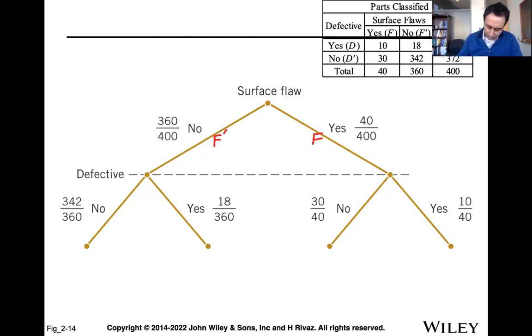And at this node, again, I have two options. Either my part is defective, so the number of defectives when I'm in F prime is 18, divided by 360. So here, this is the probability of defective.